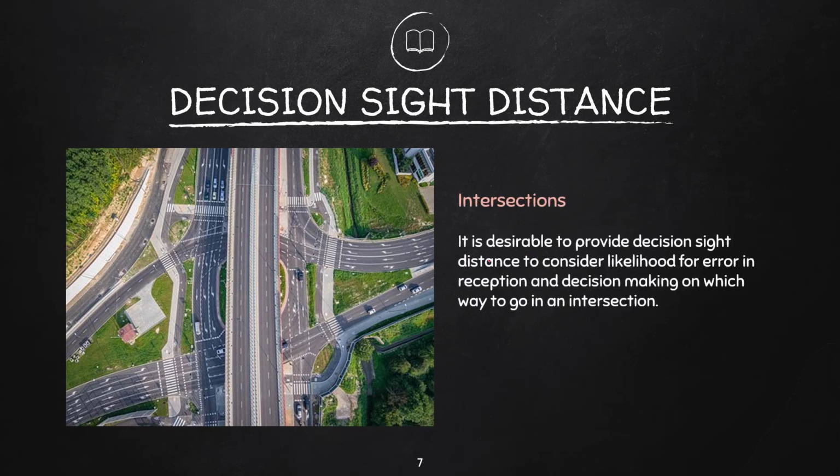For intersections, it is also desirable to provide decision site distance to consider likelihood for error in reception and decision making on which way to go in an intersection. So for intersections, of course, there are many ways to go here. So you need more time to decide on which way to go, especially like what I've said, if you are not familiar with the place that you are in.